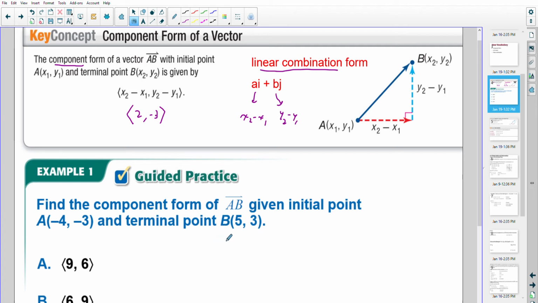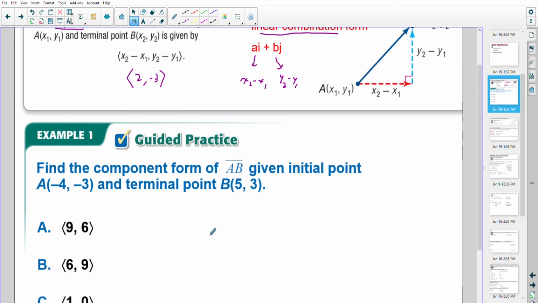If you had an example such as the one below, the question is, what is the component form? Component form is going to be where you put down parentheses, and you're looking at the terminal point minus the initial point, 5 minus negative 4, and 3 minus negative 3. So that's going to be A.